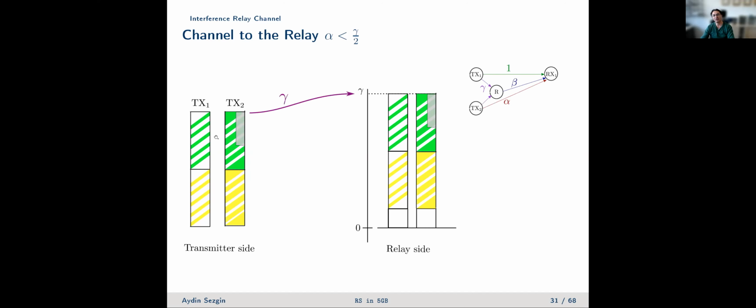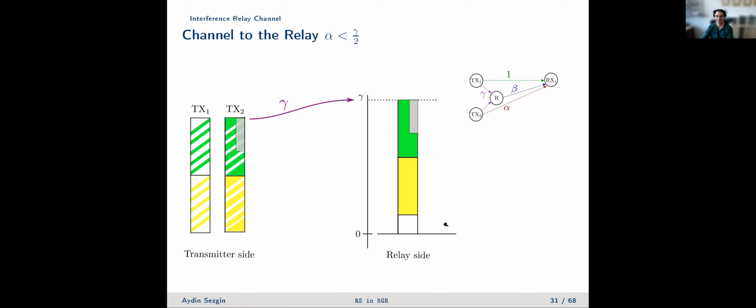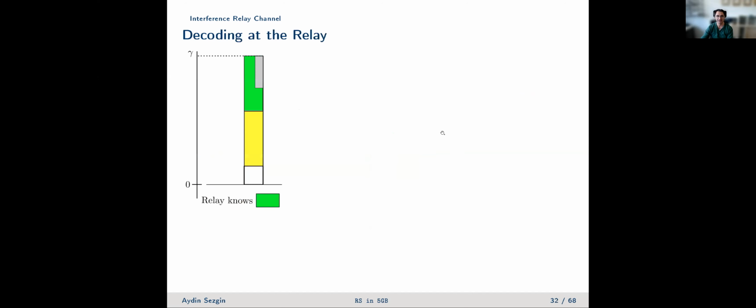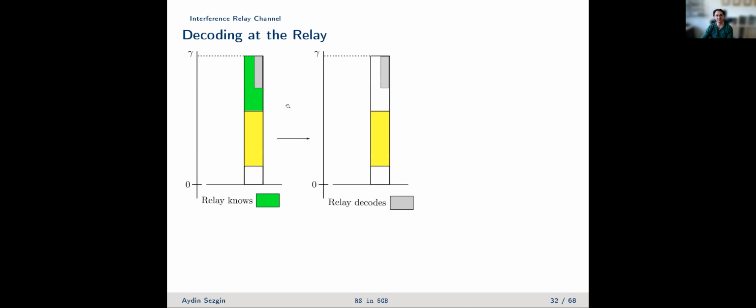Okay, so now you send this data basically to your relay, and what the relay is going to get is basically the superposition of those 2 signals, right? So essentially, since it's a superposition, we are going to get this yellow, this green, and this gray signal. Okay, so now assuming that the relay knows this green part, which it knows because you apply Gauss-Markov encoding, we can subtract this from the received signal, end up in this signal here. Then we can basically decode the gray signal, and then decode the yellow signal.